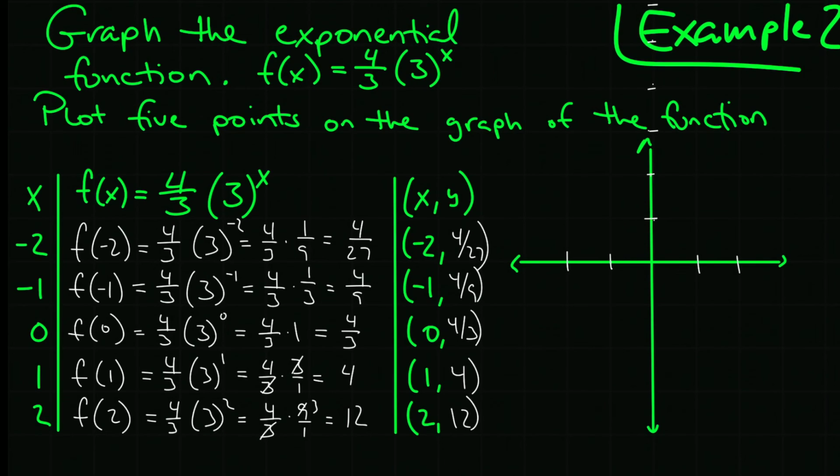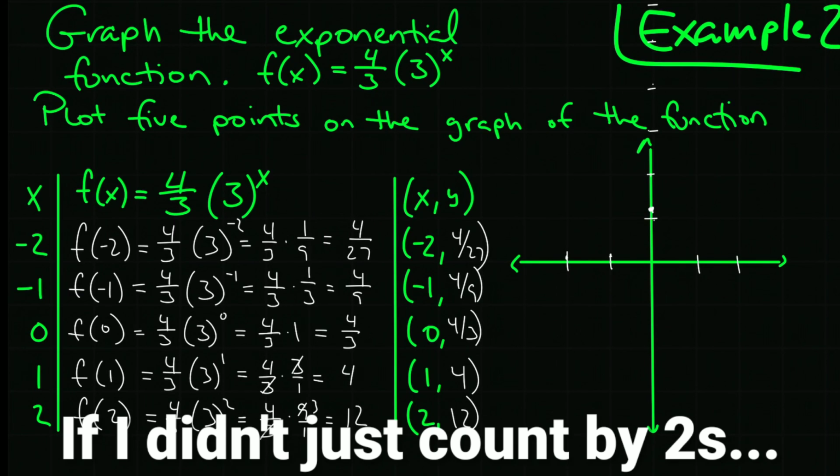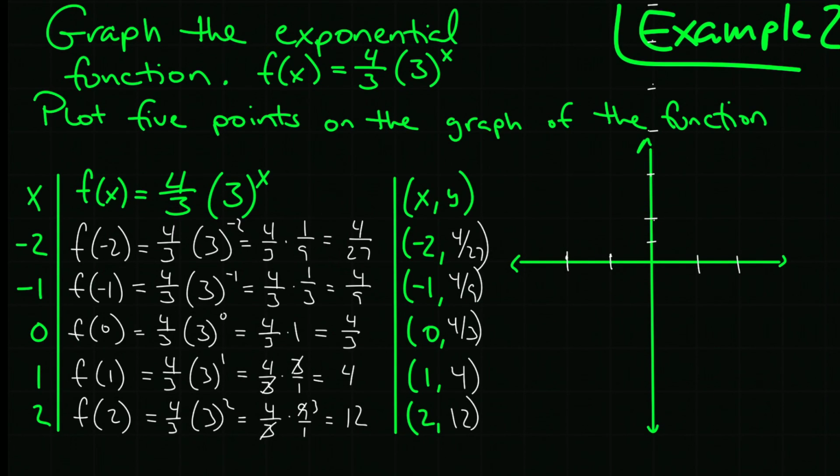So at x is equal to negative 2, we have 4/27. That is incredibly close to 0, so we're just going to put something really close to 0. At negative 1, we're at 4/9, so that's again really tiny. At 0, we're going to be at 4/3. So that would be 1 1/3, and if this is 1, then 1 1/3 would be somewhere in here.